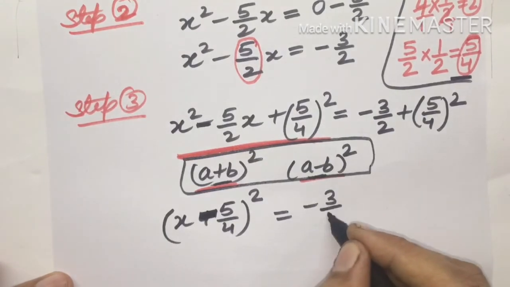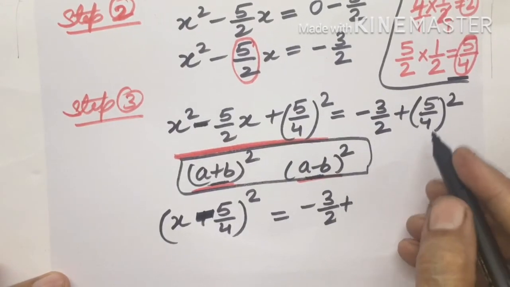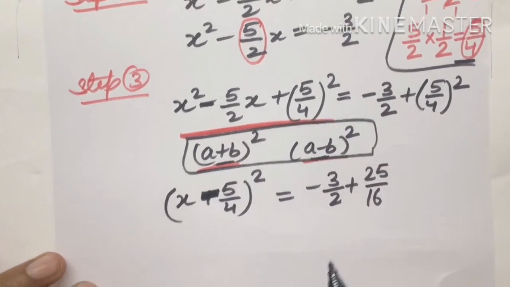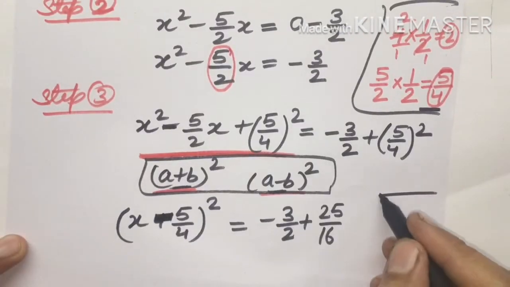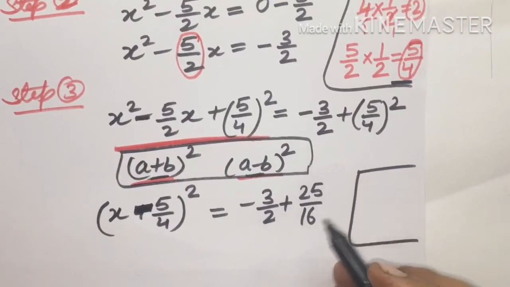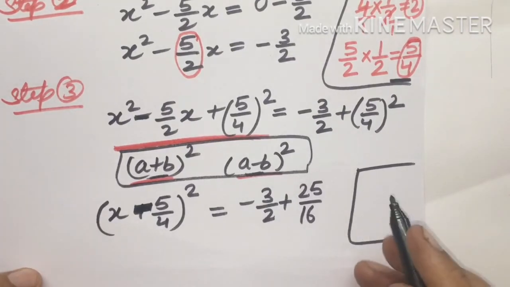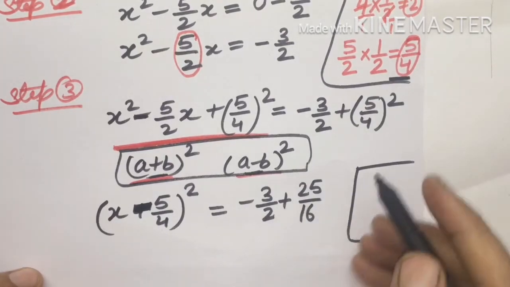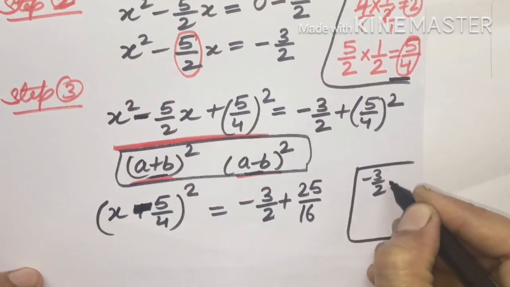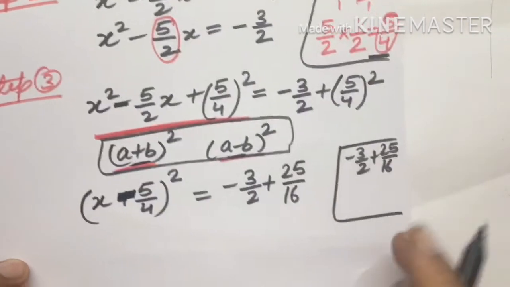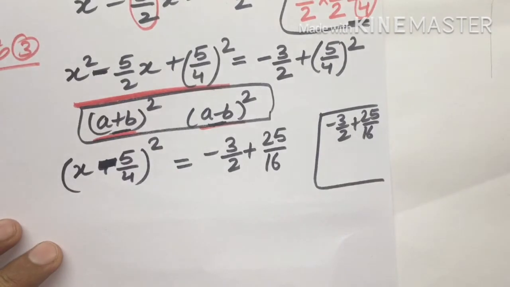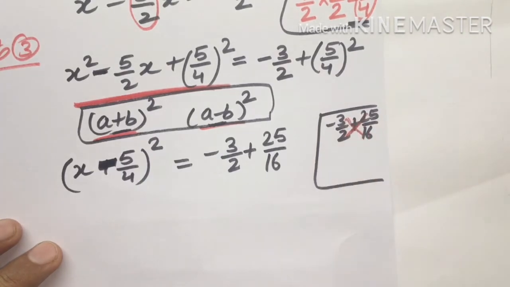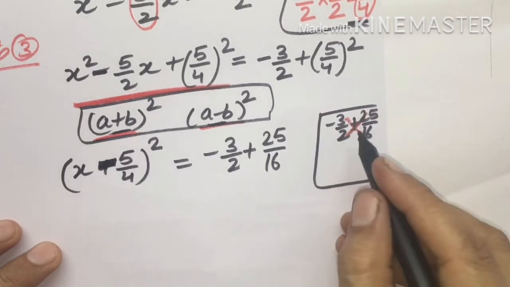So minus 3 upon 2 and the square of 5 upon 4. So 5 5s are 25 and 4 4s are 16. In the rough, I will tell you how we can solve this type of question. Either you can take the LCM, or there is one shortcut method: you can cross multiply. So cross multiply means we have minus 3 upon 2 plus 25 upon 16. Let's see what we get.